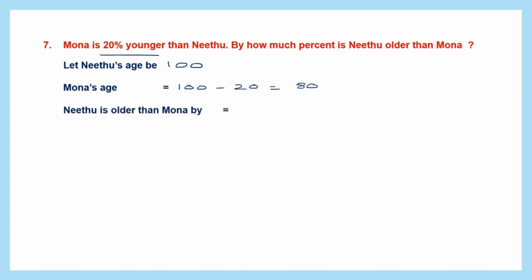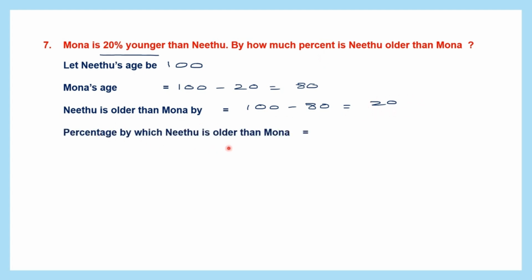Okay. Now this is Neetu's age. This is Mona's age. By how much is Neetu older than Mona? We have to subtract these two. So that is 100 minus 80, which is 20. Okay. So Neetu is older than Mona by 20. Now we have to find the percentage, the percentage by which Neetu is older than Mona. So this is the age difference. Now we have to find the percentage.